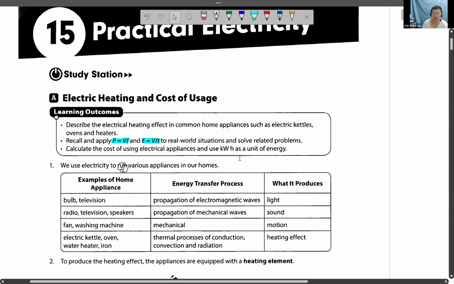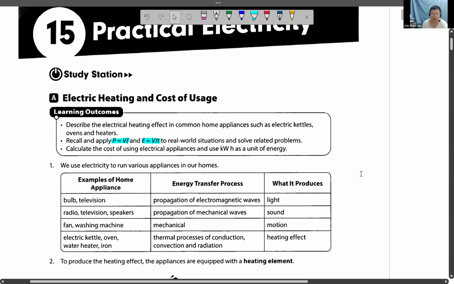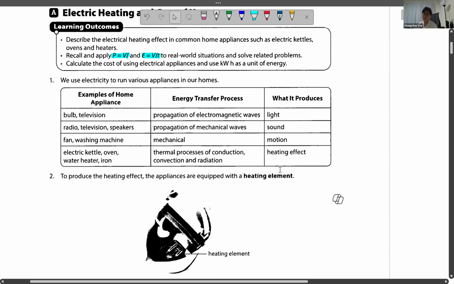So you must understand that electricity is converted. This chapter 15, practical, means what is the use of electricity. Electricity can be used to do heating, for lighting and so on, or to produce sound. Like a light bulb, like a television, like a handphone, they all produce light. Motion could be a fan, could even be an aircon, because they need a blower to blow out the air. Washing machine also. And of course, heating effect will be things like oven, electric iron, and so on. So all these are the effects of electricity, how electrical energy is converted to different forms of energy.